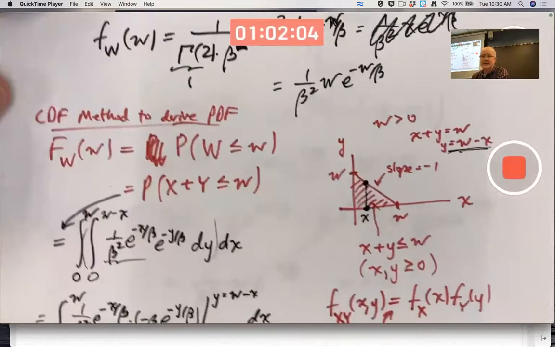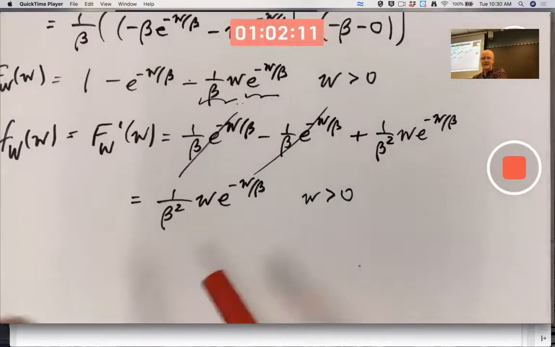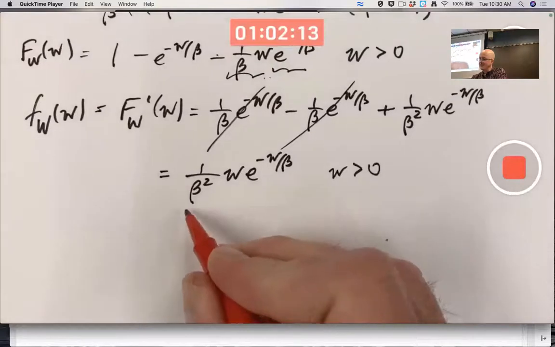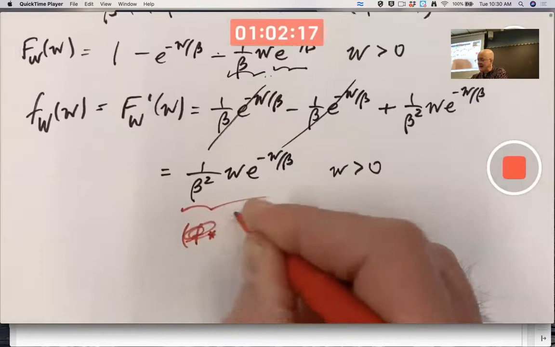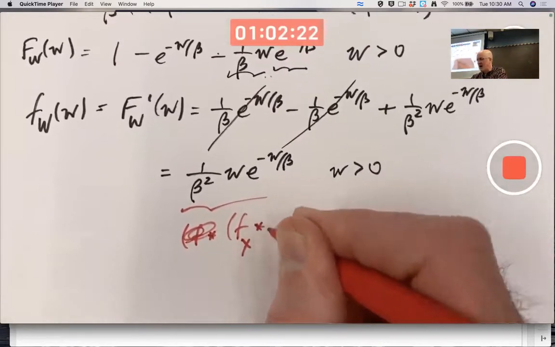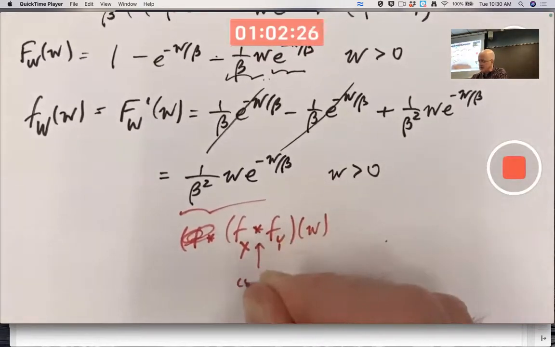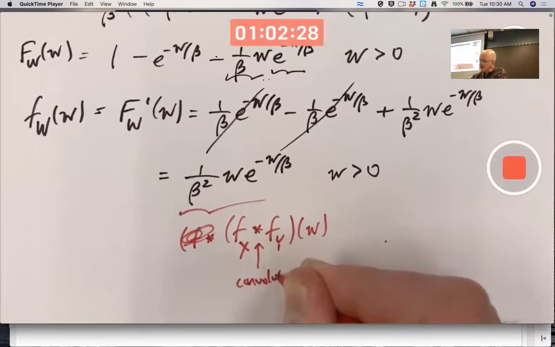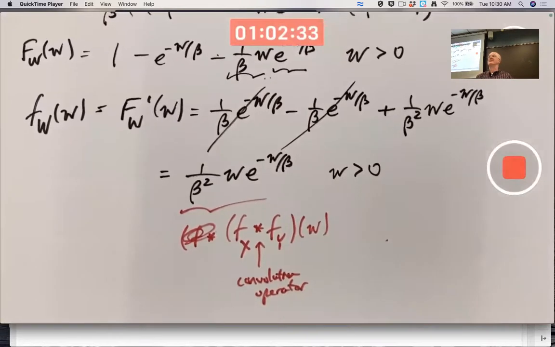This is a continuous convolution. Essentially, this final function that we got, you could say it's f sub x star f sub y of w, where star is the convolution operator. But what does that mean? What does the convolution operator do?